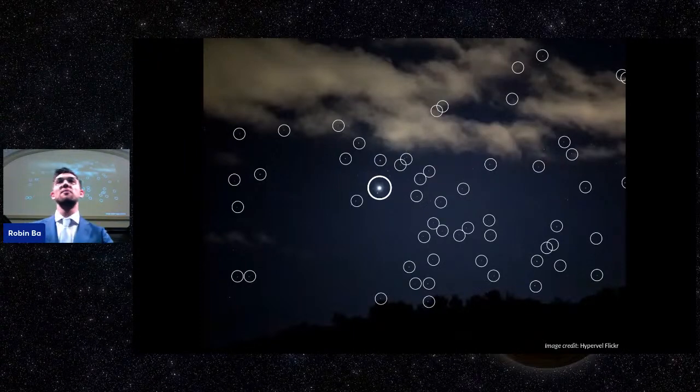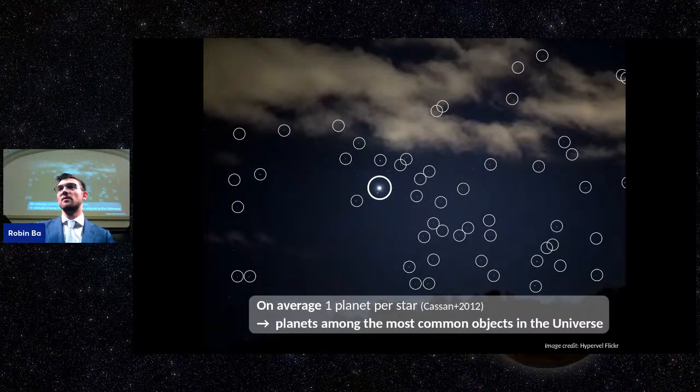So if I circle all the planets in this picture, it would look a little bit like this, and I basically put a circle around almost all of the stars that I could see in this picture. And the reason is, on average, about every star has about 1 planet. So this means that planets around other stars, or exoplanets as we call them, are among the most common objects in the universe, actually.